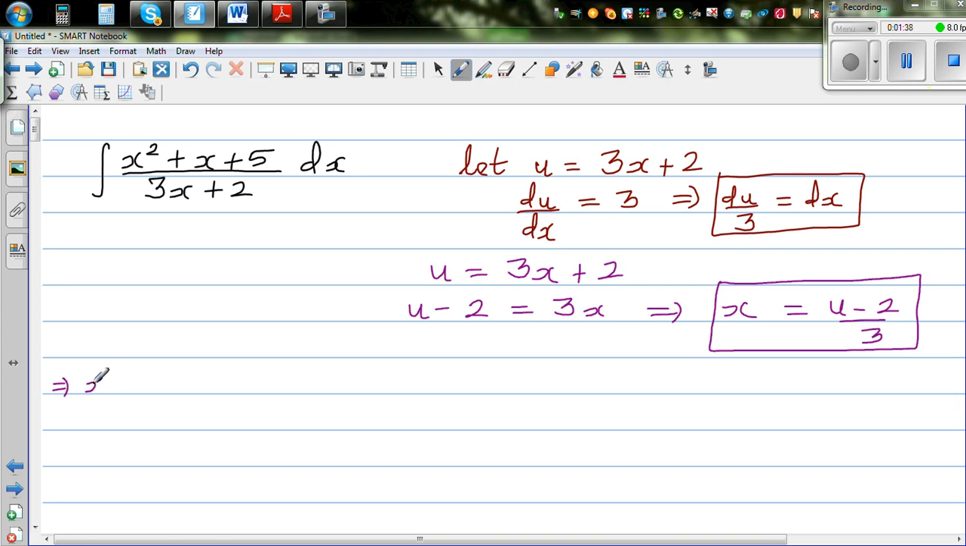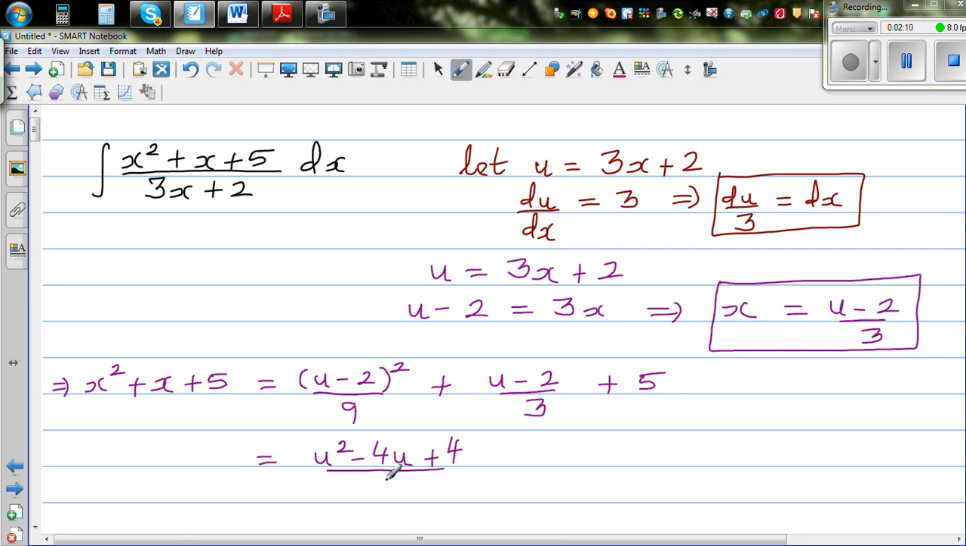This implies I can say x squared plus x plus 5, I'm only writing the numerator, would be (u minus 2) the whole squared over 9 plus (u minus 2) over 3 plus 5. So I'm just simplifying this in terms of u. So this is (u squared minus 4u plus 4) over 9. I'm going to multiply both the numerator and denominator by 3, and here I'm going to multiply by 9 to make the denominator 9. So this will become plus (3u minus 6) over 9 plus 45 over 9. Okay, 45 over 9 is 5.